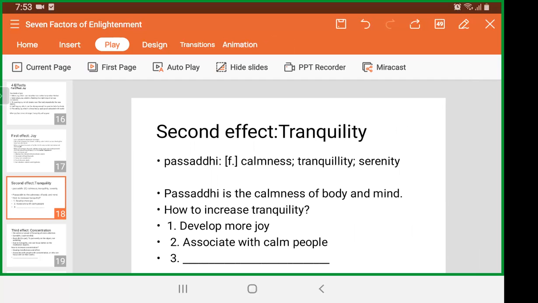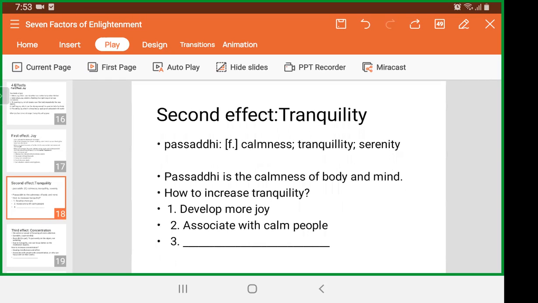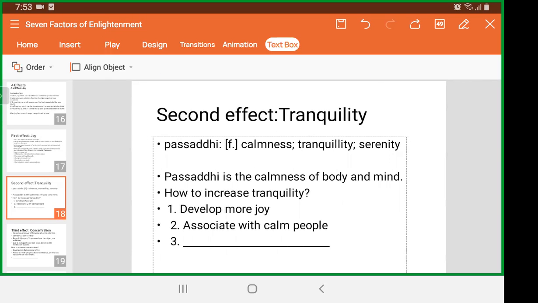Sometimes we have different translations like calmness, tranquility, and serenity. All right, so I think no need to explain. Everybody understands what tranquility is. It just means that your mind feels calm. Maybe at that time your body is also calm, right?